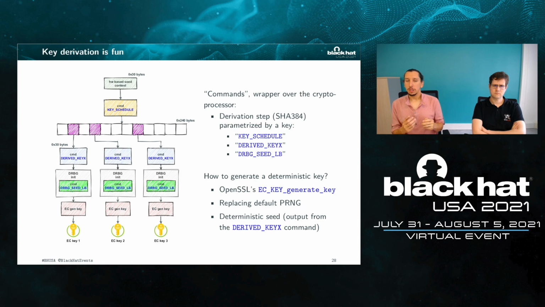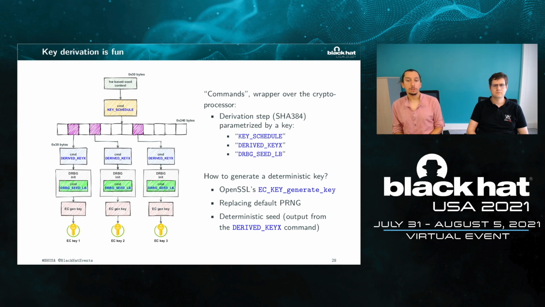The key scheduling is really complex, so we will not go into every detail here, but you can find all the information in the paper that we published on the GitHub of the project as well. Today we will just speak about two key elements. The first one is what we have called commands. They are like wrappers over the cryptoprocessor, derivation steps based again on the SHA-384 primitive, and this derivation step is parameterized by a key. You have commands like key schedule, derive kx, or drbg seed lb.